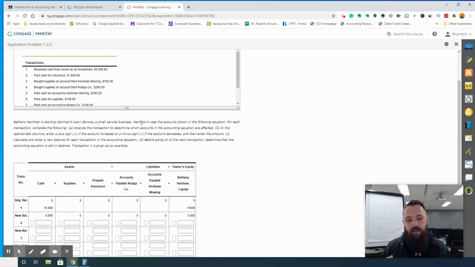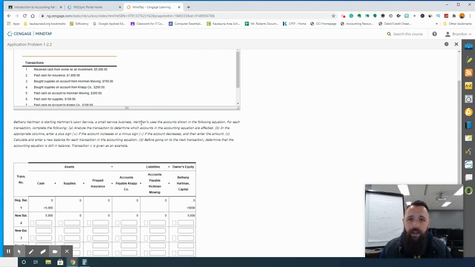So here we're taking it a step further. We're not just putting a plus or minus next to an asset. We're actually figuring out which asset it is. Is it cash, supplies, or prepaid insurance? We're looking at liabilities and saying, what liability is this affecting? Is it affecting accounts payable for Knapp Company vendor or accounts payable for Hickman Mowing? And then our owner's equity, we only have one account, but now we're writing it under Bethany Hartman capital account. So what we're doing is we're using specific accounts, and we're also calculating out that account balance.